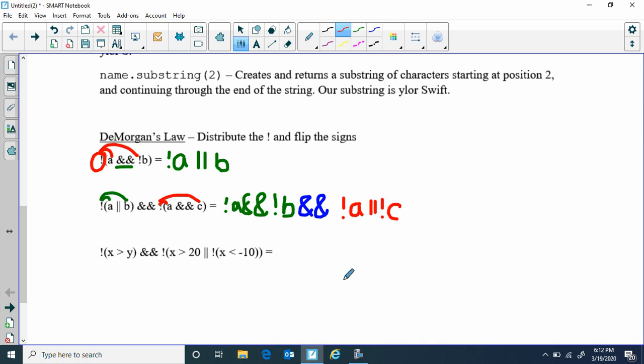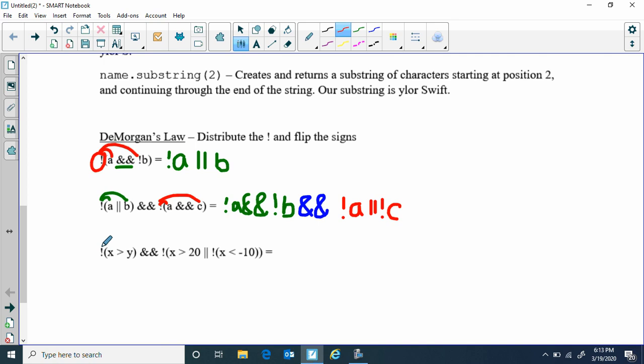Now remember, in order for ands to be true, both parts have to be true. So not A and not B has to be true in order for this part to be true. Then not A or not C, so one of those two has to be true. And then the entire thing would be true because we'd have a true on this side and a true on the other side. So true and true would give us true. True and false, false and true would not give us true. That would give us a false. Now, let's take a look at this last one.